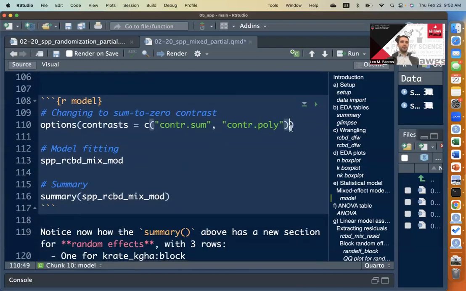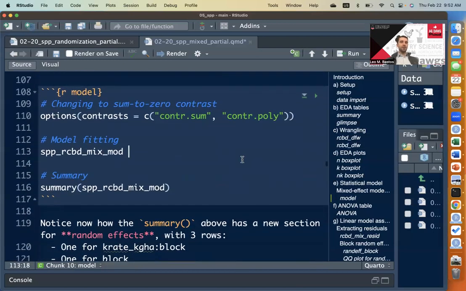All right, so I left you those options there. So we changed the contrast to sum to zero, which is what we want most of the time in research. And you can start coding with me now in this next chunk where we're gonna develop the formula here. So we're gonna begin with lmer, that's the name of the function. The first thing I wanna give it is the formula.